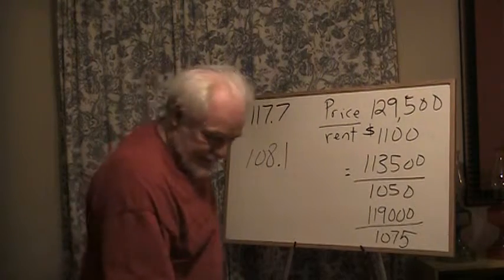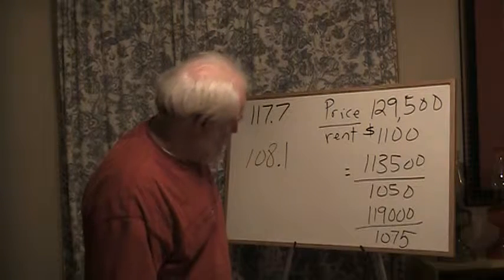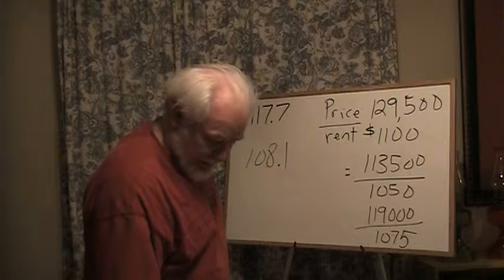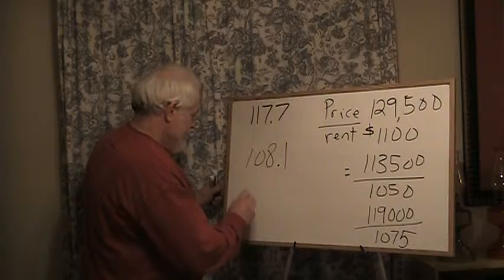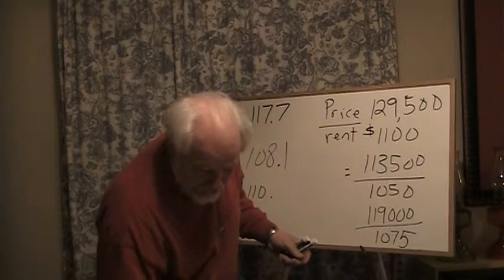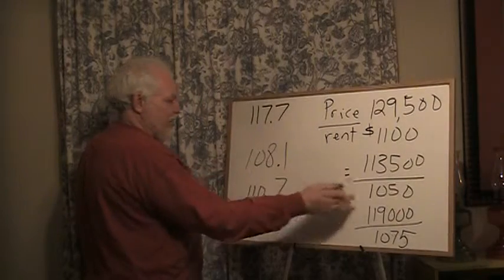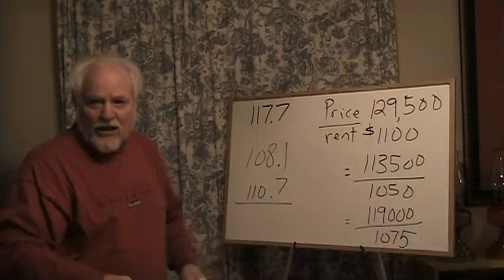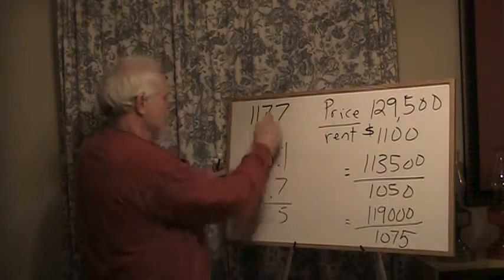So we take this one, $119,000 price divided by rent, $1,075, and so that one comes to 110.7. So these are the gross rent multipliers for houses in the neighborhood. Well, what do we do with that information? Well, let's average these.